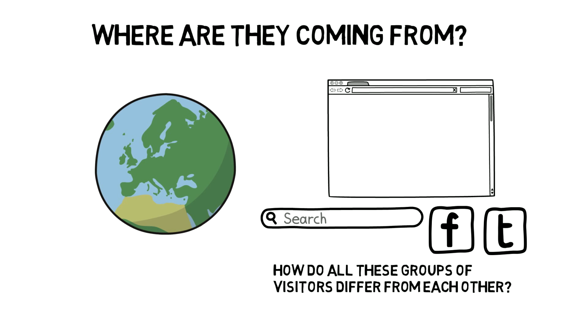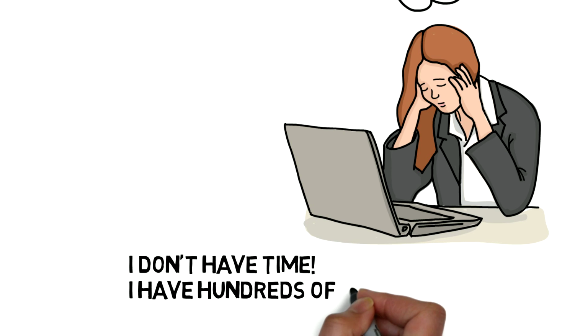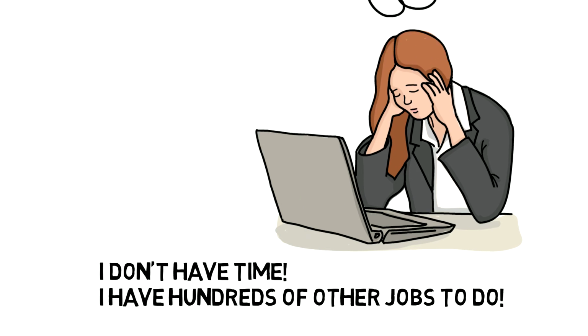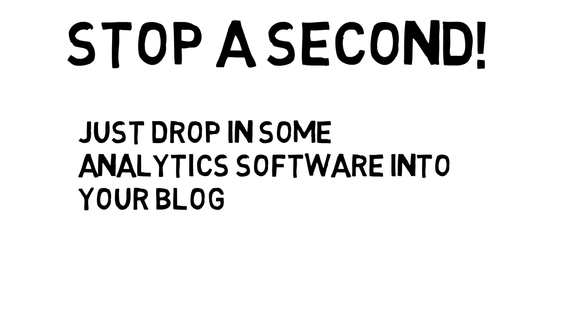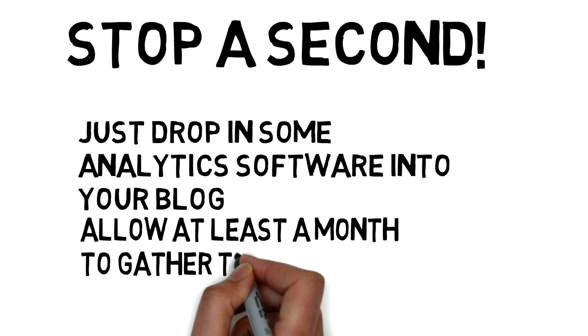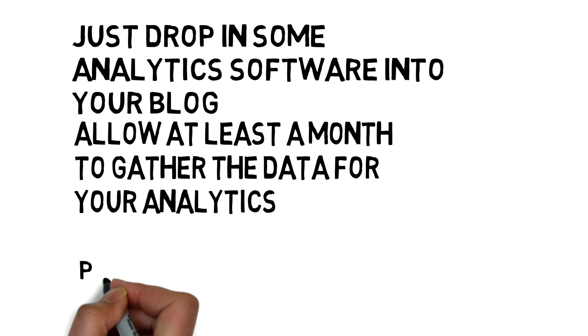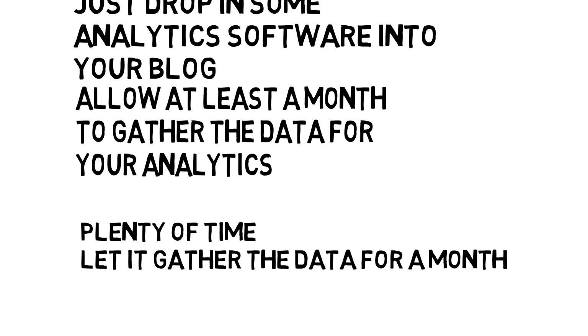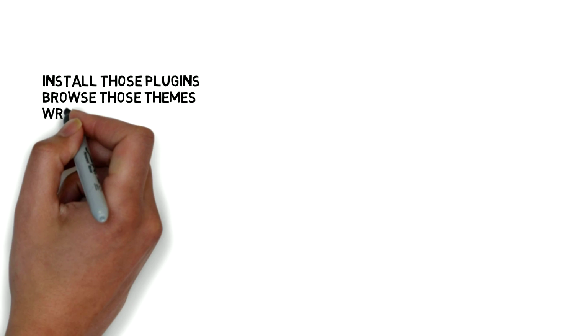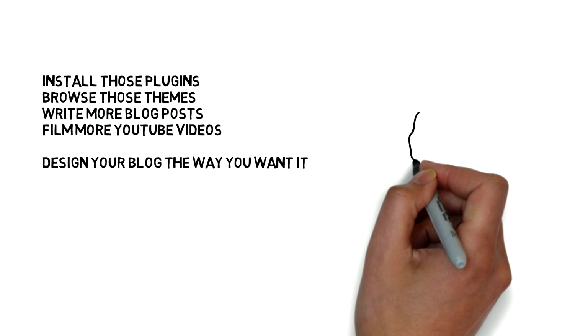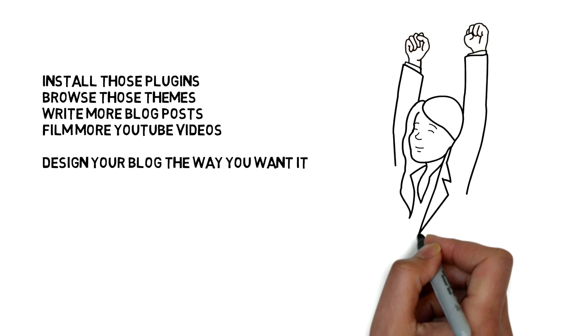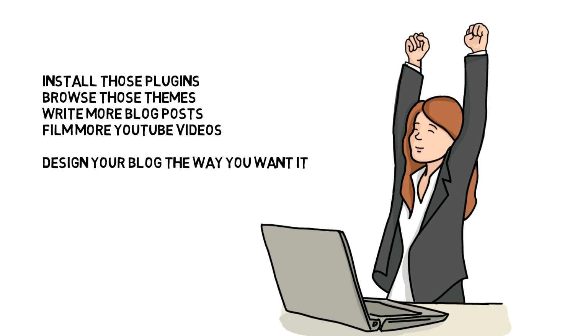So then the final objection is, well, that's all great, but I don't have time. I've got hundreds of other jobs to do. What I suggest to you is just drop whatever analytics code is into your blog. Realistically, you won't be able to do anything with it for at least a month. You'll need to allow the analytics program to collect at least 1 month of data before you can actually do anything meaningful with it. So, that's plenty of time. Drop it in, let it gather the information, and then get on with the things that you've got to do. Install those plugins, browse those themes, most importantly, write more blog posts, film those YouTube videos, etc. By the time you've got enough data, you'll know whether or not this is successful, and you'll continue to know.